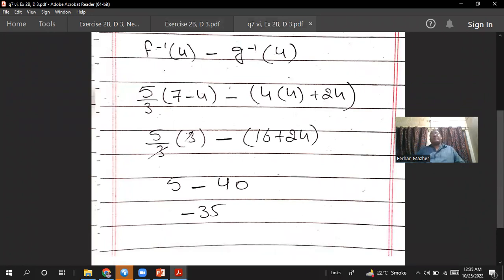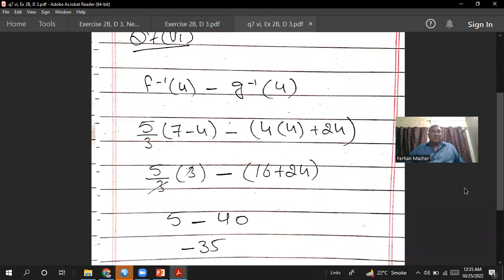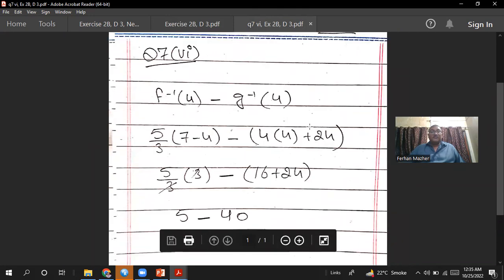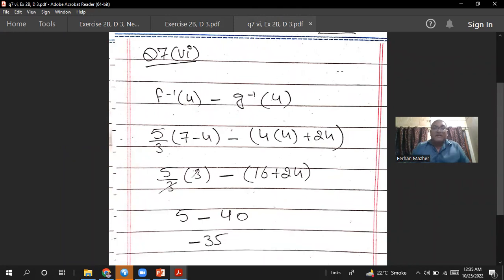So it will be 5 by 3 bracket 7 minus 4 bracket close minus bracket start 4 into 4 plus 24 bracket close. So this will be 5 by 3 into 3, the 3 will be cancelled, minus bracket start 16 plus 24, and that is 40. So 5 minus 40, and that is minus 35. This is how question number 7, sixth part, is done. So hopefully you understand.